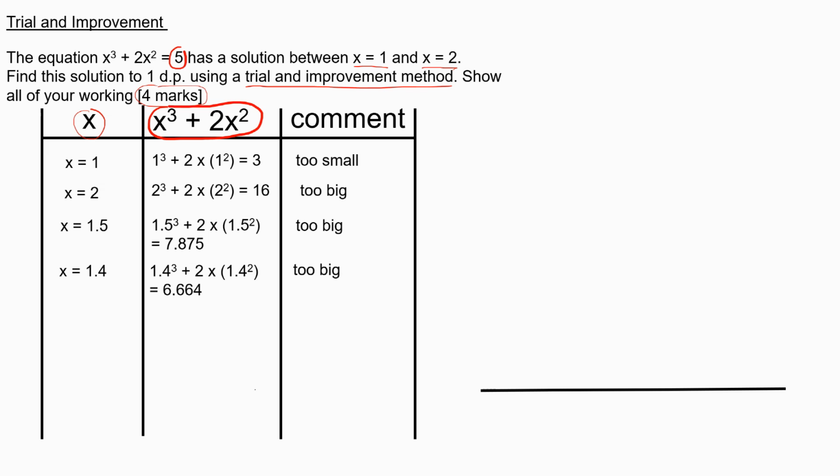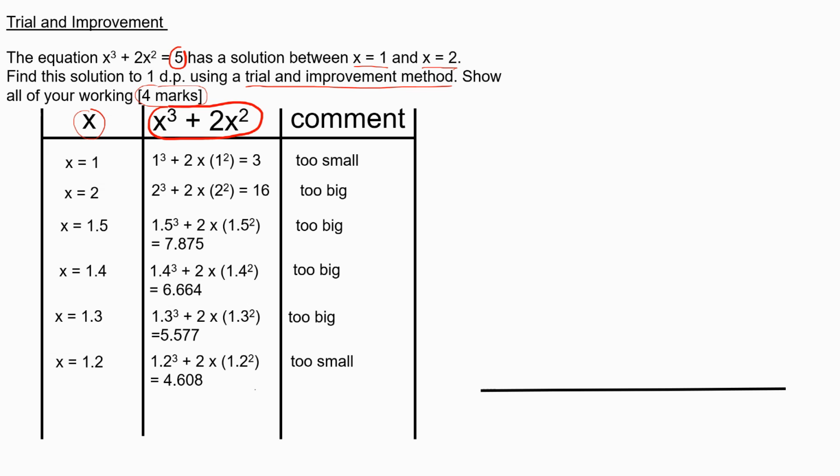So why don't we try x equals 1.3? If we do that, we get 5.577, which is still too big. So now we are going to try x equals 1.2. And if we do that, we get 4.608, which is too small.